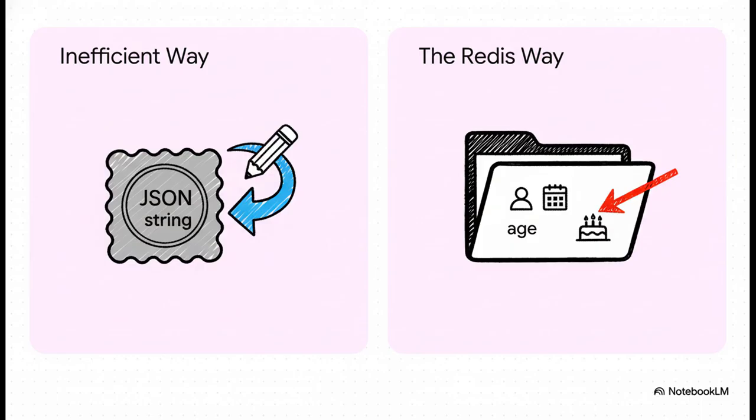On the left is the inefficient way. Sure, you could just jam a user object into a single string of text, like JSON. But what if you only want to change the user's age? You have to read the entire string, change that one little part in your code, and then write the entire string back. It's so wasteful. Now look at the Redis way on the right. With a hash, you can update just the age field directly with a single command. It's like performing surgery instead of using a sledgehammer. It's precise and way more efficient.